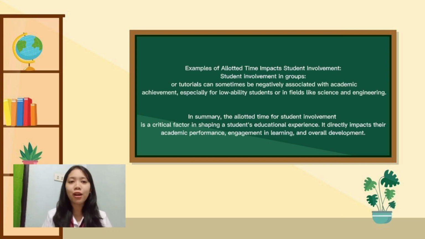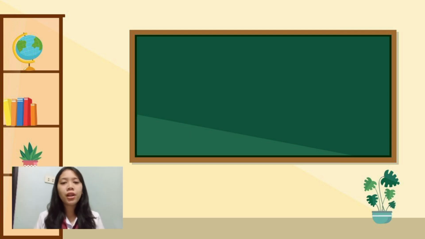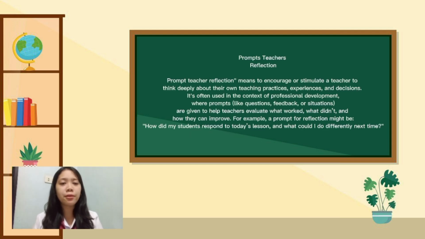An example of how allotted time impacts student involvement: student involvement in groups or tutorials can sometimes be negatively associated with academic achievement, especially for low ability students or in fields like science and engineering. In summary, the allotted time for students' involvement is a critical factor in shaping a student's educational experience. It directly impacts their academic performance, engagement in learning, and overall development. Now let's move on to the teacher's reflection.